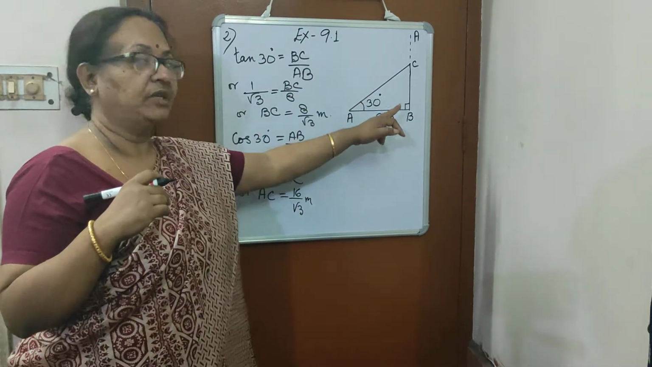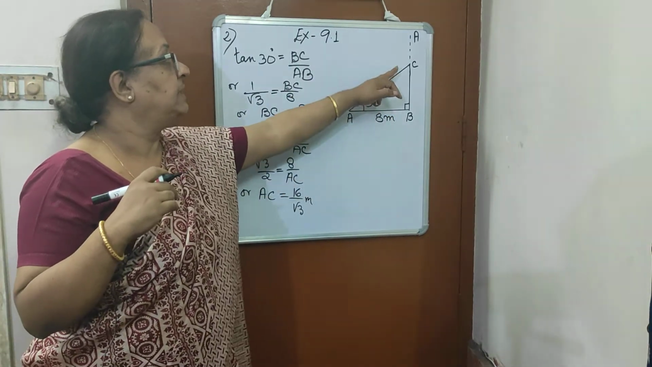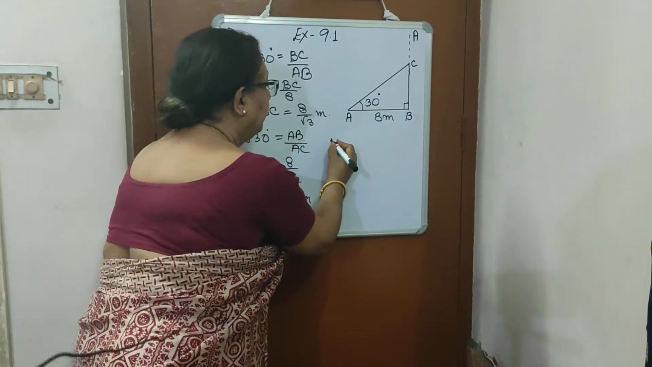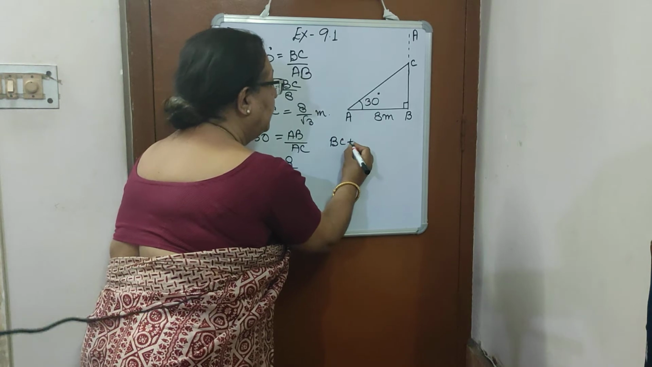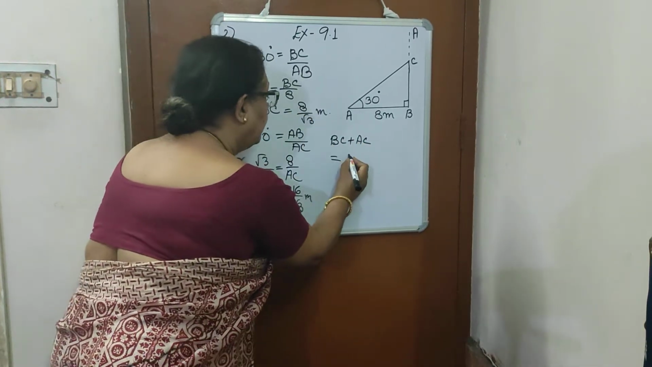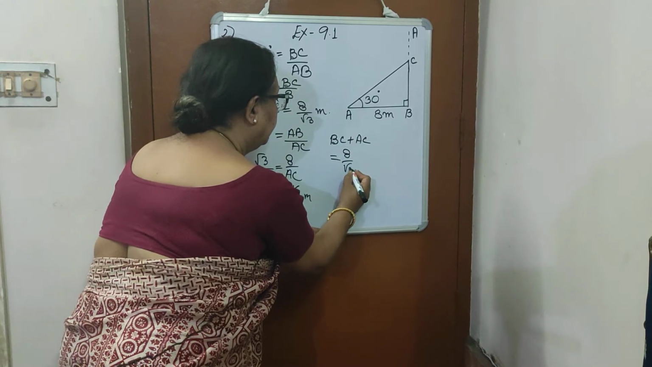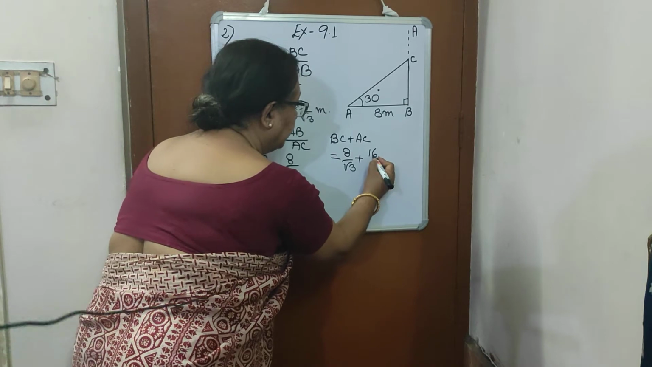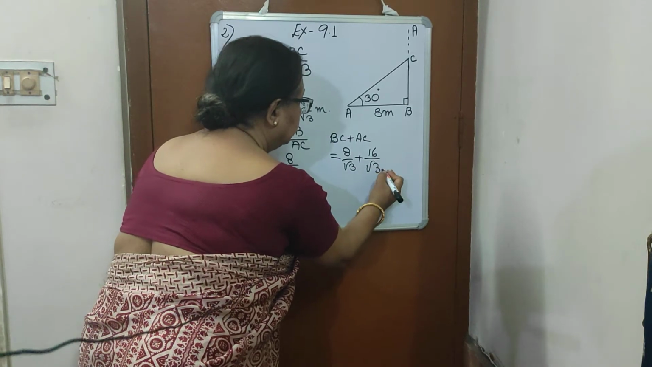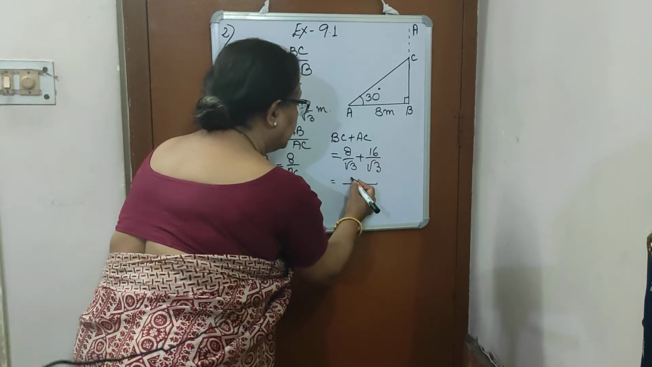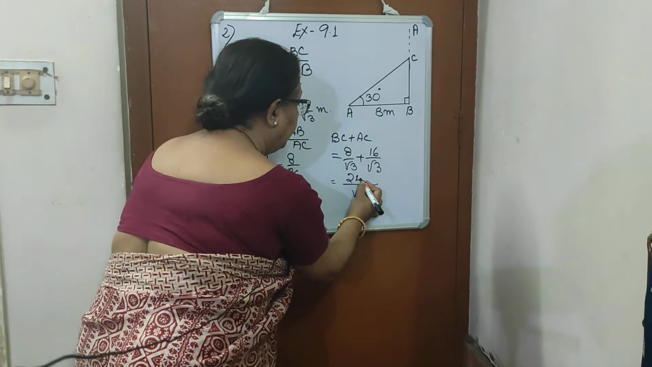So, what is the height of the tree? The tree is BC plus AC. So, the height of the tree will be BC plus AC. What is BC? 8 by root 3 plus AC is 16 by root 3. LCM, 8 plus 16, you get 24.